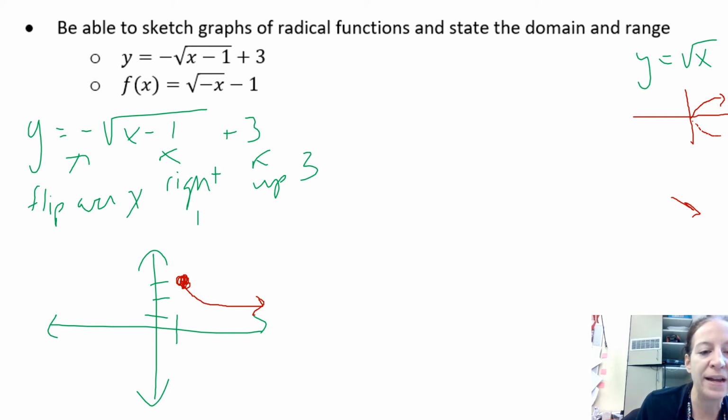Now for the domain and the range, you will be prompted on your test with a little d and a little r. Remember that domain is your x's and range is your y's.